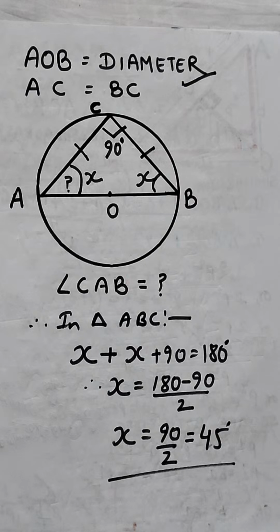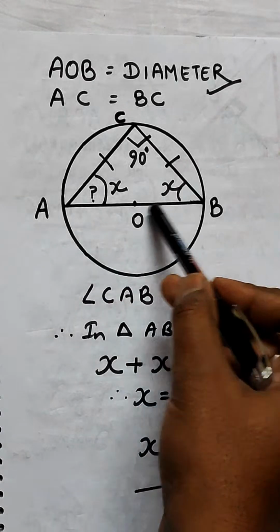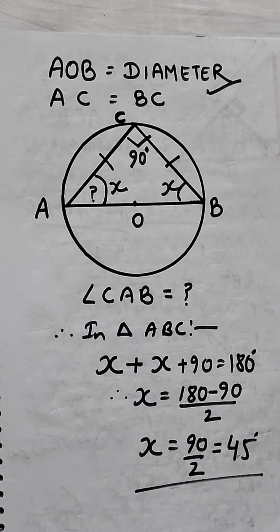AOB is the diameter is the data which is given, and it's also given that AC equals BC. So if AC is equal to BC and AOB is the diameter, then what will happen? How to solve such questions? Okay, I'm going to explain it.